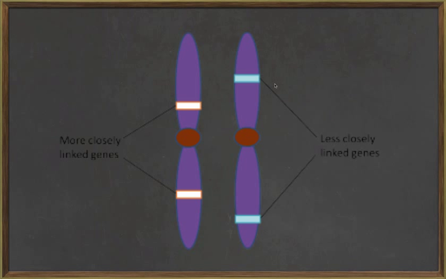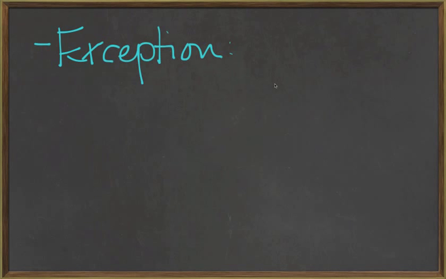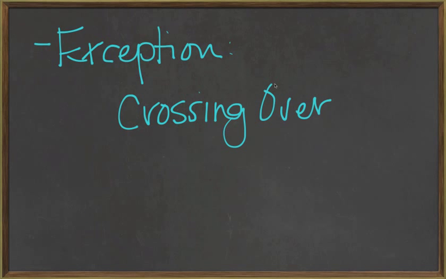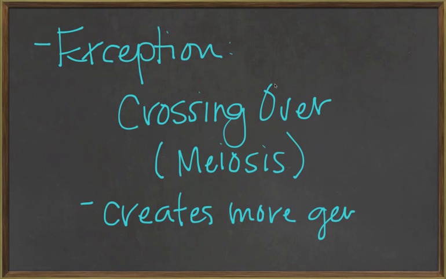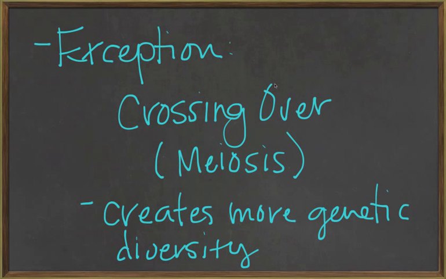Now, separation can occur. Your exception to the rule is when it happens during crossing over, which I hope you remember is something to do with meiosis. When I have my 4 chromosomes line up together, the 2 different homologous pairs, they can swap information between each other. That's about the only time that linked genes are going to be separated, if they are, and it will happen during crossing over in meiosis. What this will do is create more genetic diversity, which is a good thing. We like genetic diversity because if we were all the same, one disease could maybe wipe us all out.